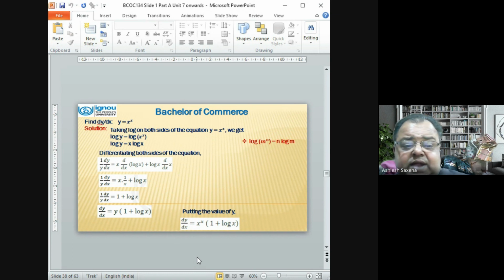On the left hand side, we have to find dy by dx. So dy by dx will be equal to y into 1 plus log x. Our question was in terms of x, so we have to replace this y with x. Your y is x raised to the power x. Therefore, your answer will be dy by dx is equal to x raised to the power x into 1 plus log x.